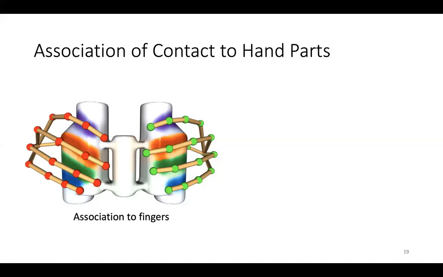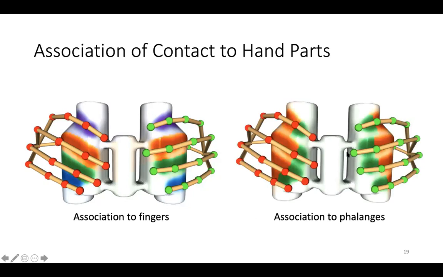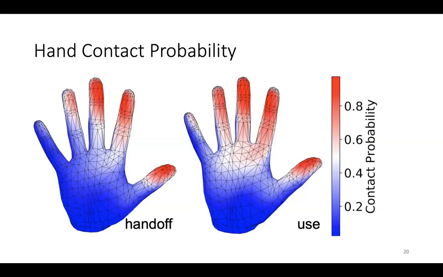Here I'm showing a color coding of the contacted regions for the binocular. White means that area was not contacted. But if you have a color, each different color is associated with a different finger. You can similarly associate different colors to different phalanges, from proximal to distal. And we can use this association to aggregate over the entire dataset the probability for each vertex on the hand to be contacted.